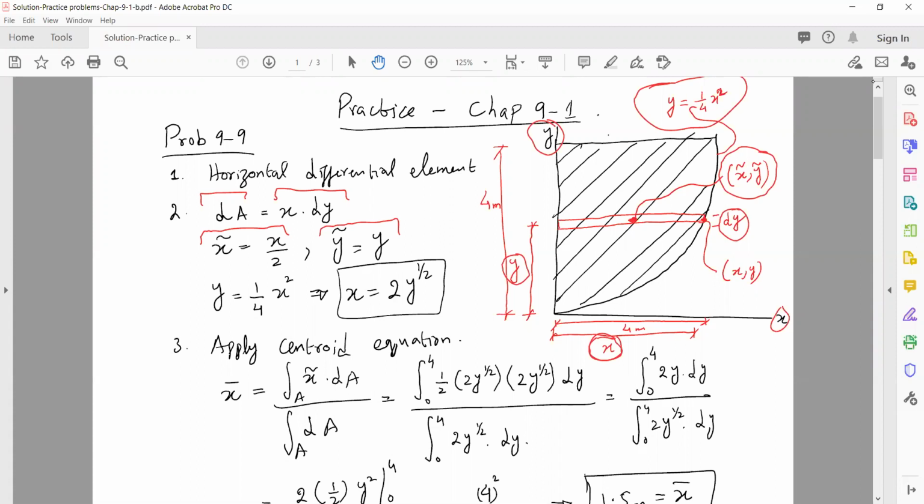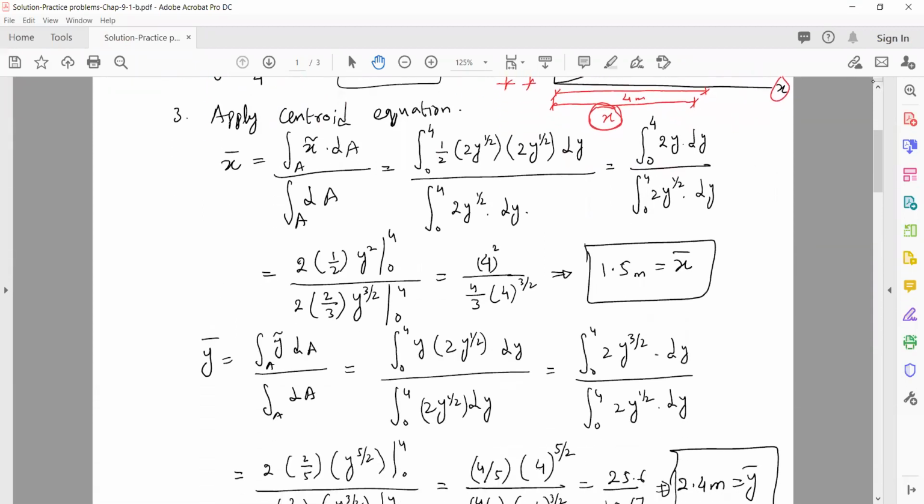Now we are given this function y equals 1/4 x squared, so we can find out the value of x from here. We get x equals 2 times y to the 1/2. Okay. All right. So now we have the value of x, we have the value of the area of the element, and we have x bar and y bar of the element. Now we can apply the centroid equation and find out x bar and y bar for the area. Okay, so let's go for the x bar of the area.